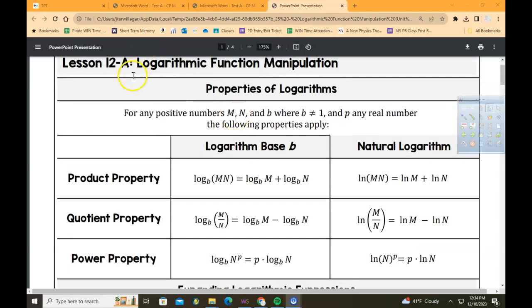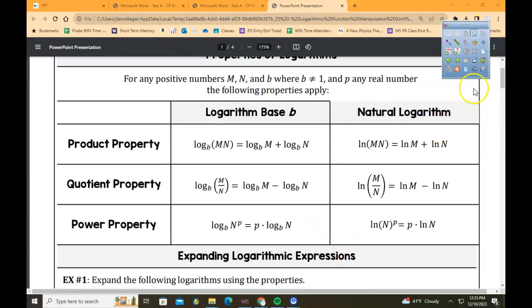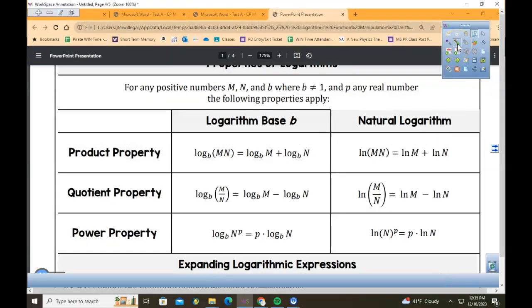Today we're looking at 2.12a, logarithmic function manipulation. We're looking at different properties of logs that help us combine them into one or separate them into multiple. What we're actually doing is going through our exponent rules. You guys remember when we talked about those a while ago?